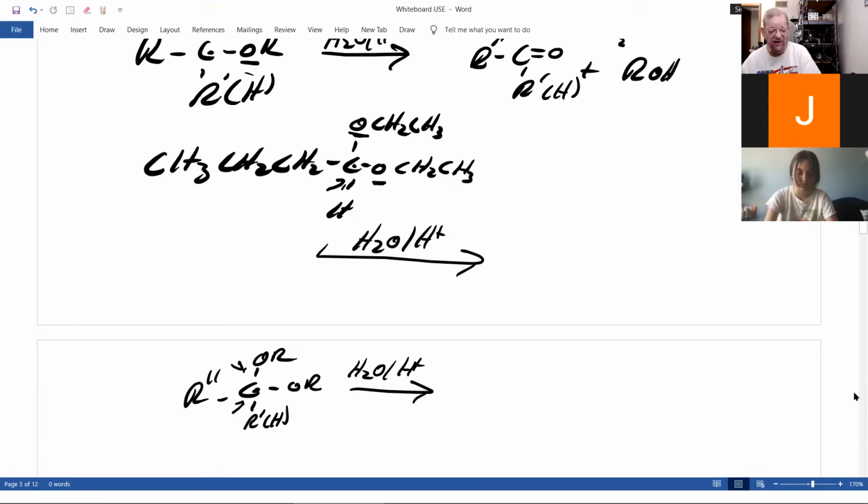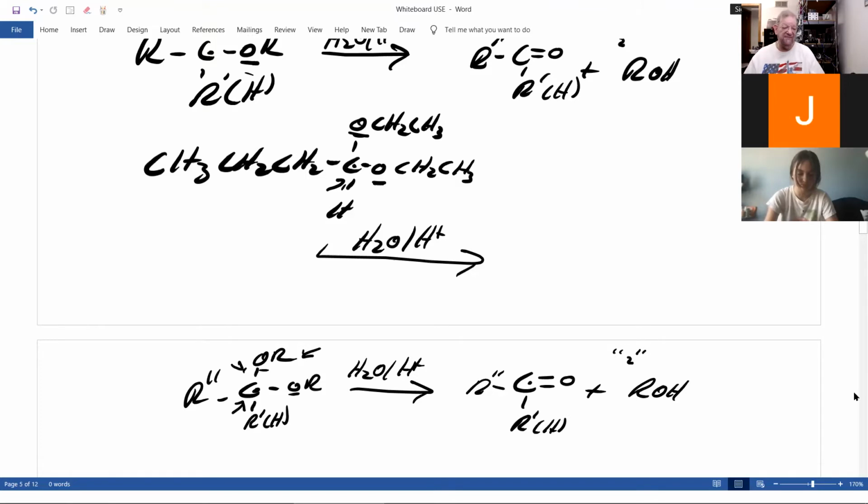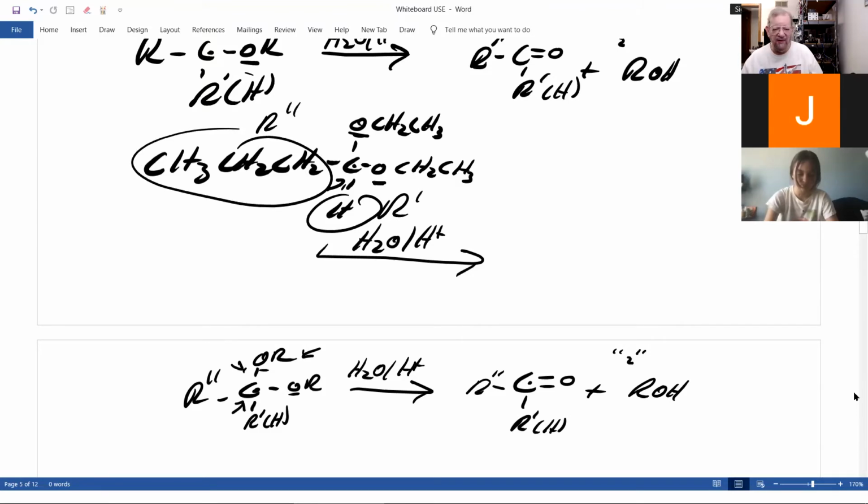What was the carbon with the two oxygens becomes this carbon, double bond to oxygen, a carbonyl. What's attached to it, R prime or hydrogen, and R double prime. And then these carbons on the oxygen become this alcohol. And if you want, you can put a 2 there. So what's R prime? Hydrogen. What's R double prime? Propyl. What's R? Ethyl. So I'm going to start with my carbonyl.